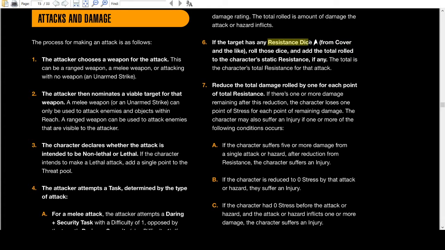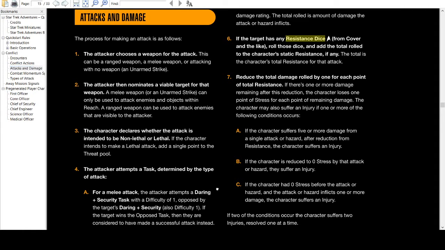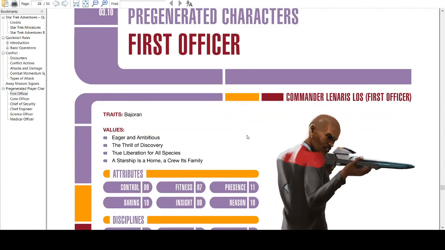And the fact that they mentioned resistance dice, I think this was something we saw in the pre-gens. Maybe now is a good time to go back to some of the pre-gens and see if some of these concepts actually apply in the context of these attacks and damages. Let's take a quick look. Let's just take the first officer.